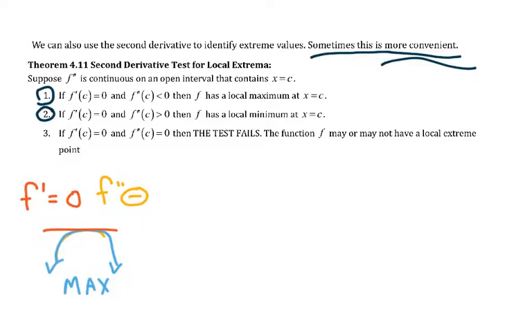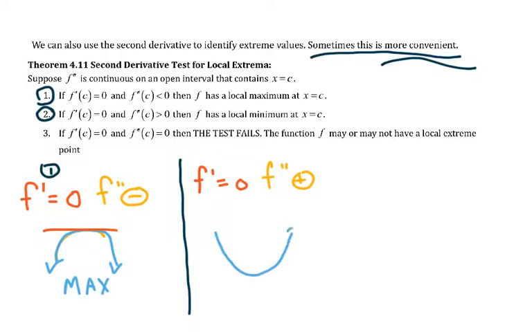This is number 1, my pitiful picture for number 1. Number 2 says, again, the first derivative is 0. The second derivative now is positive. When your second derivative is positive, your original function is concave up. When the first derivative is 0, we have a horizontal tangent. So that is a minimum. And so this is number 2.